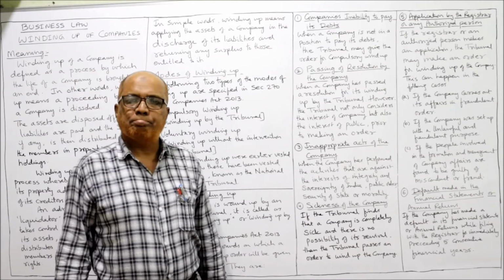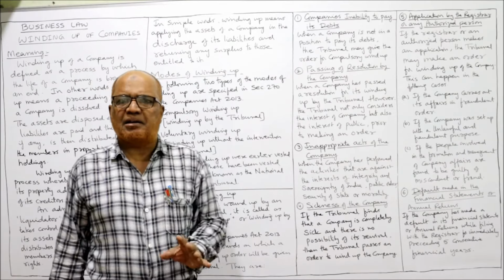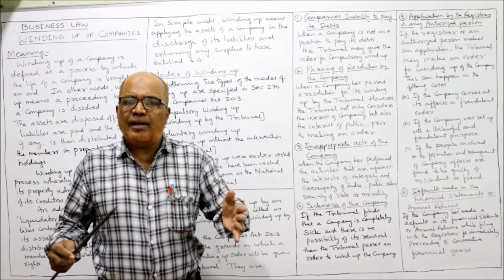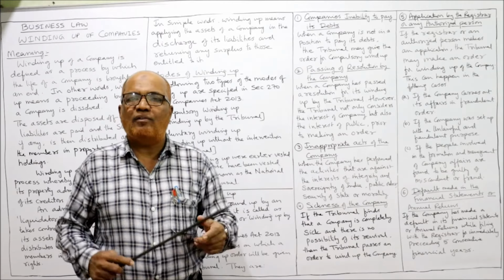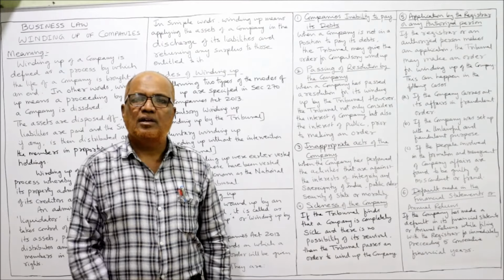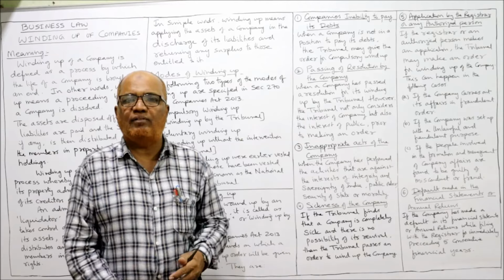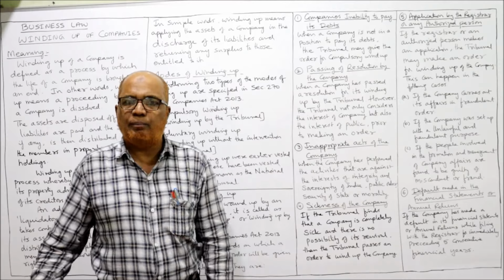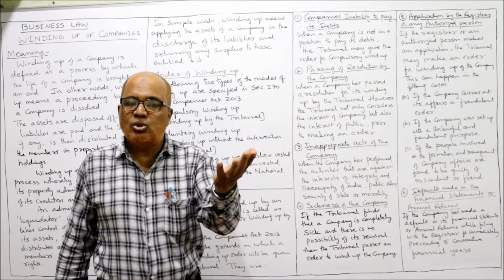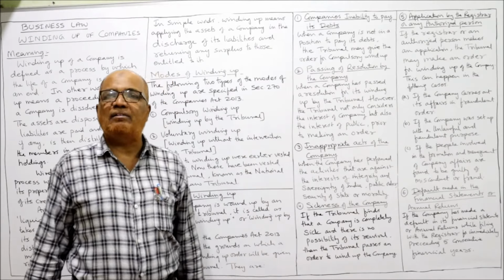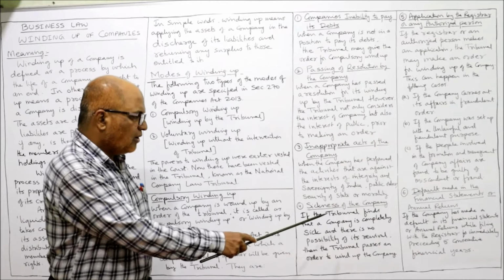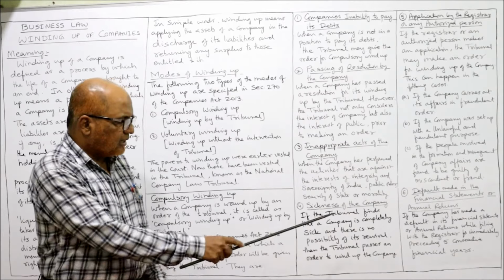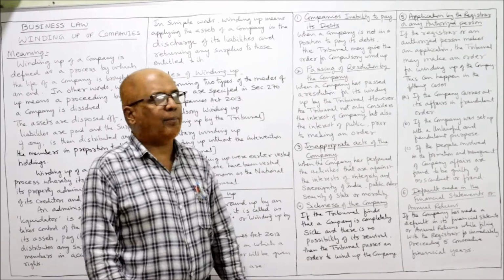Sickness of the company. If a company is permanently sick and there is no possibility of revival, or the tribunal finds that it is very highly impossible to revive it, then the tribunal will pass an order that the company should be wound up because it is sick. There is no chance of survival of the company.